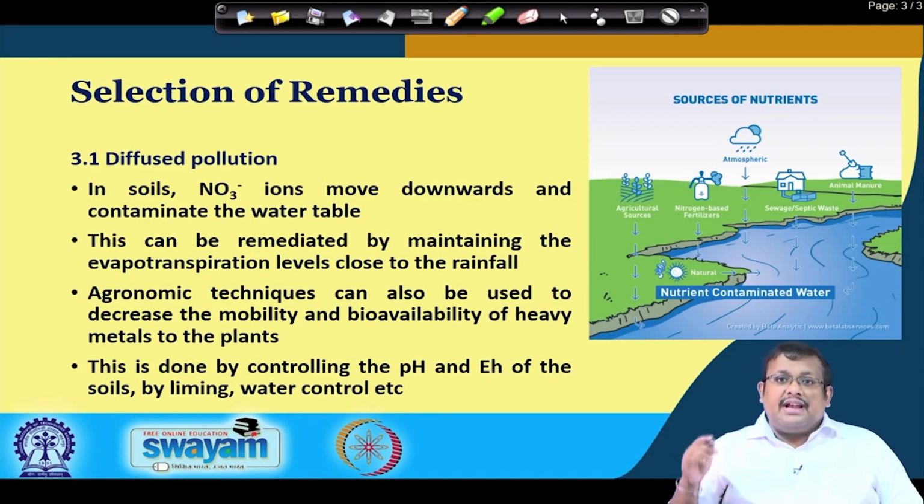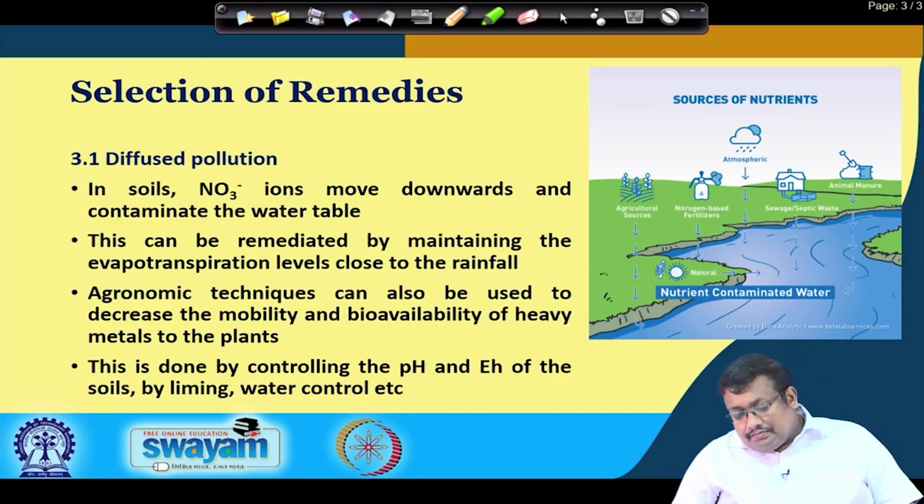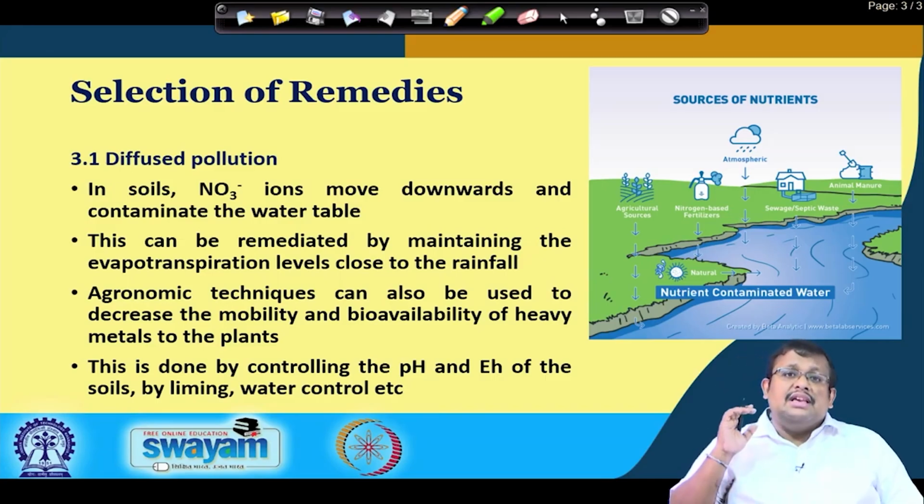We know about nitrate pollution in the water bodies. Now, this can be remediated by maintaining the evapotranspiration level close to the rainfall. If the evapotranspiration level remains close to the rainfall, there will be no downward vertical movement of nitrate ions.